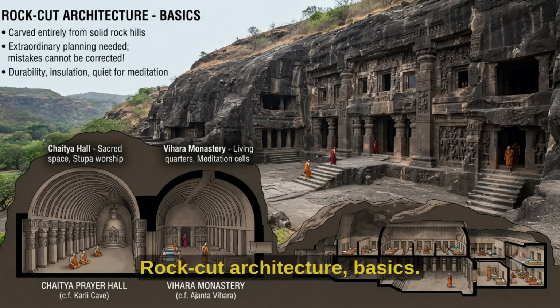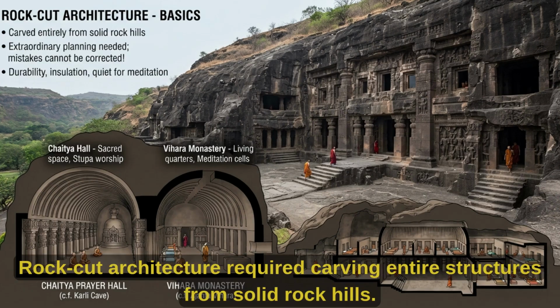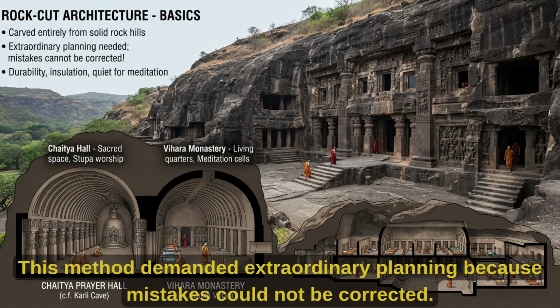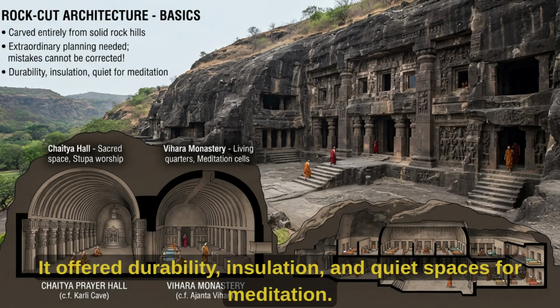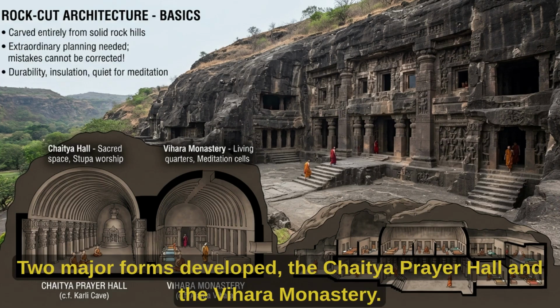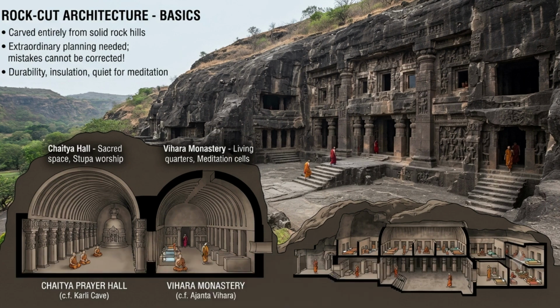Rock-cut architecture, basics. Rock-cut architecture required carving entire structures from solid rock hills. This method demanded extraordinary planning because mistakes could not be corrected. It offered durability, insulation, and quiet spaces for meditation. Two major forms developed, the Chaitya prayer hall and the Vihara monastery.